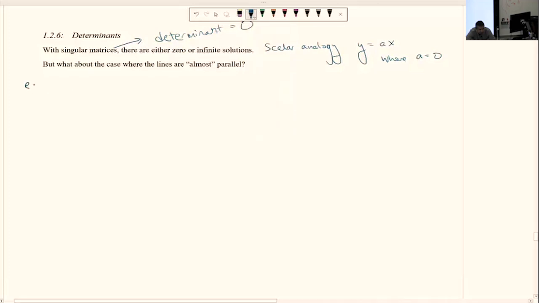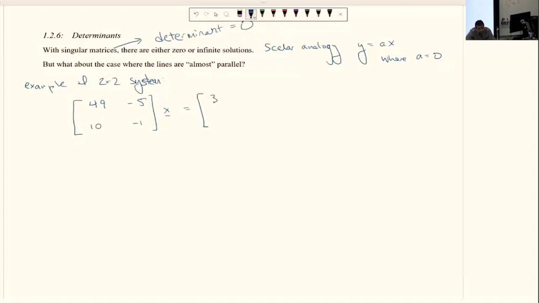So, an example of a 2 by 2 system where the slopes are almost the same. You have a matrix, let's say, 49, -5, 10, -1, times x equals 39 and 8. This is not singular.